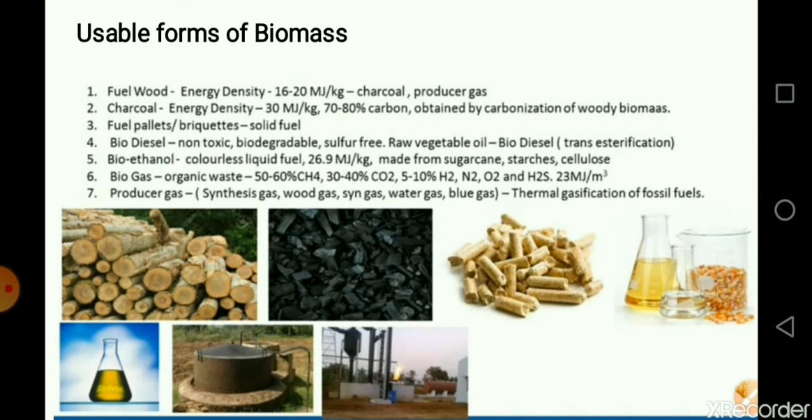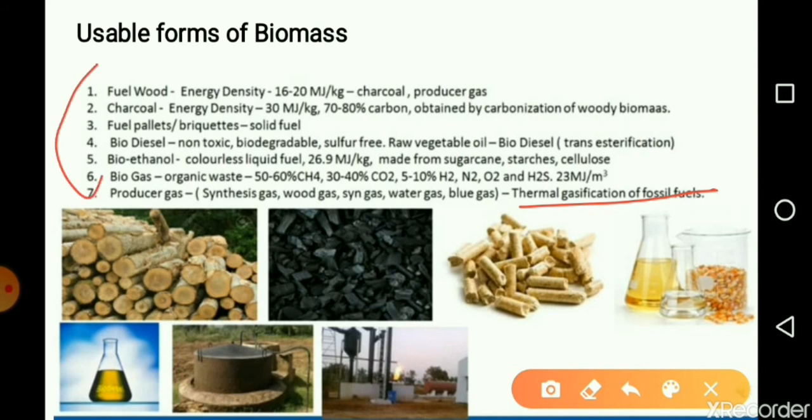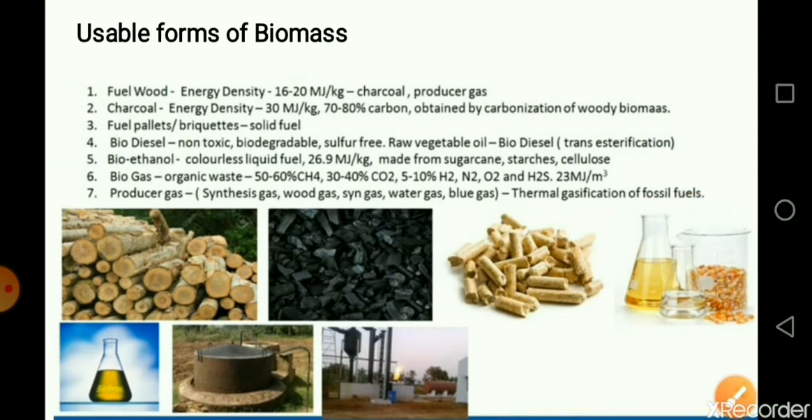The next one is the producer gas. This can also be called syngas, wood gas, synthesis gas, water gas, or blue gas, and this is obtained by thermal gasification of fossil fuel. And again this gas has a higher calorific value as compared to fuel wood. So we are going to discuss this producer gas, how it can be produced with the gasification process, in detail in the upcoming lectures. So here with this we have come across all these 7 usable forms of biomass.